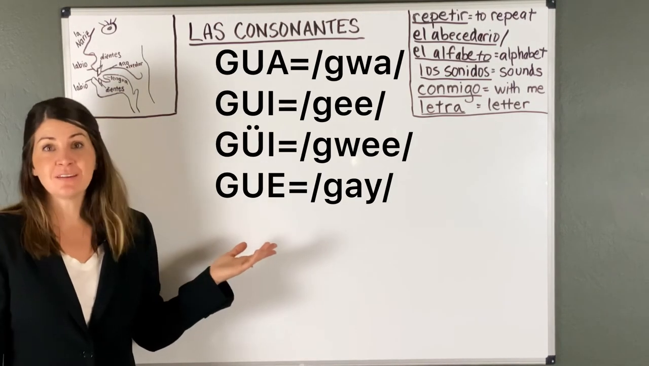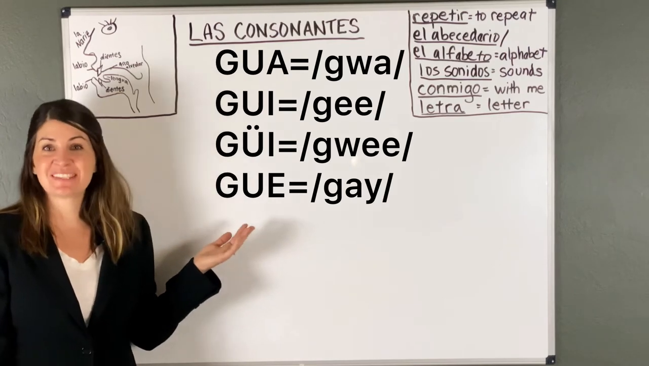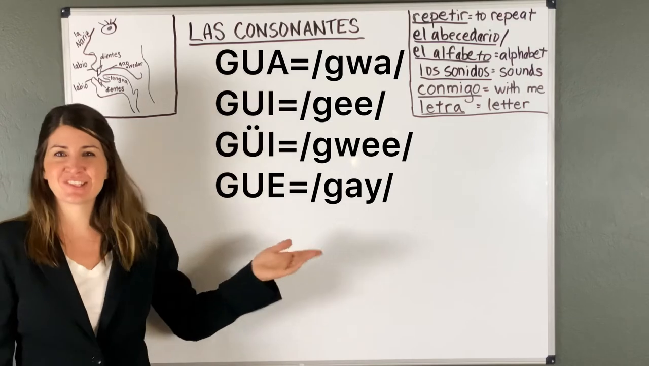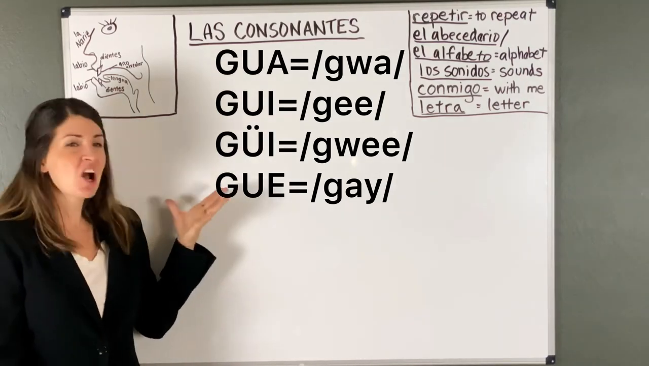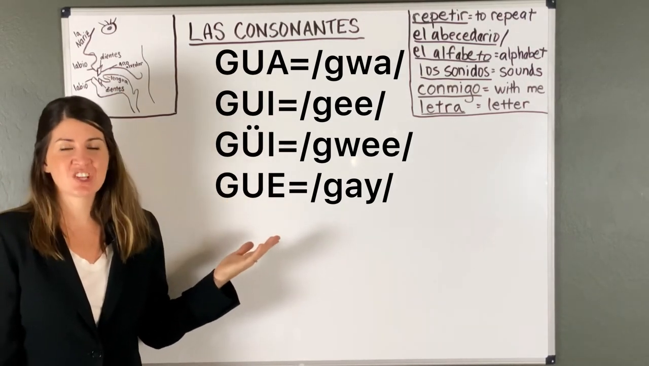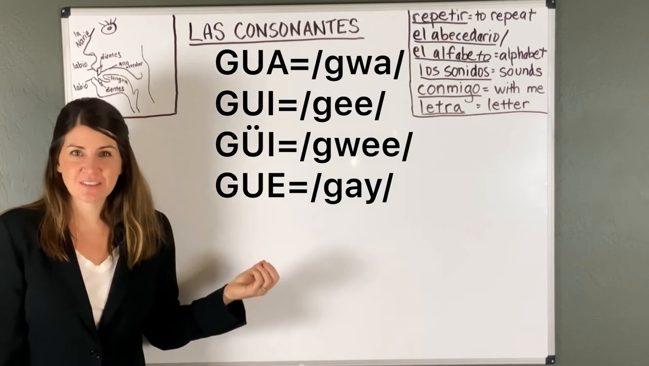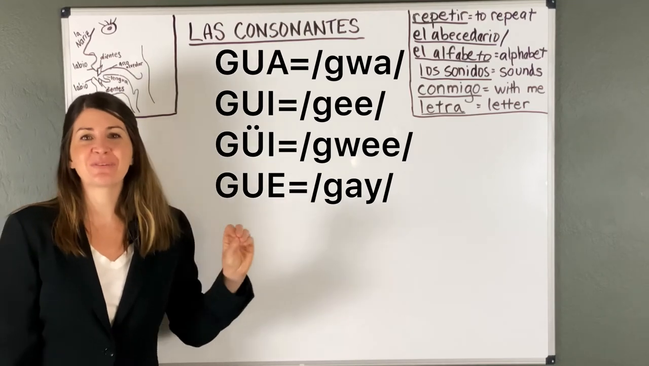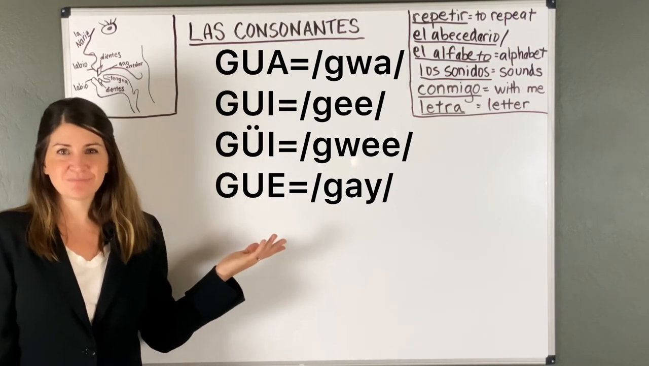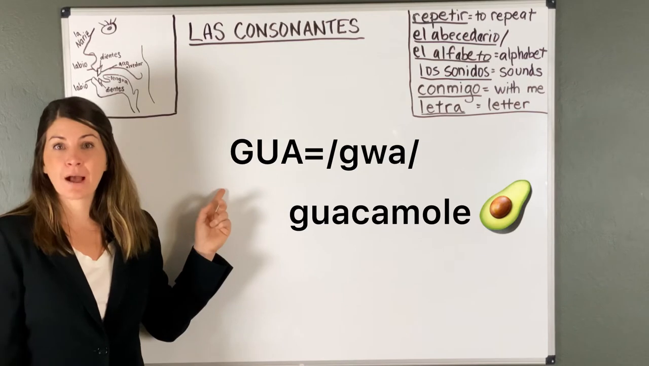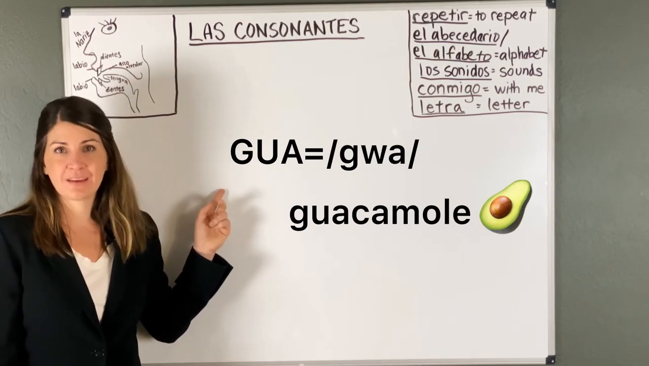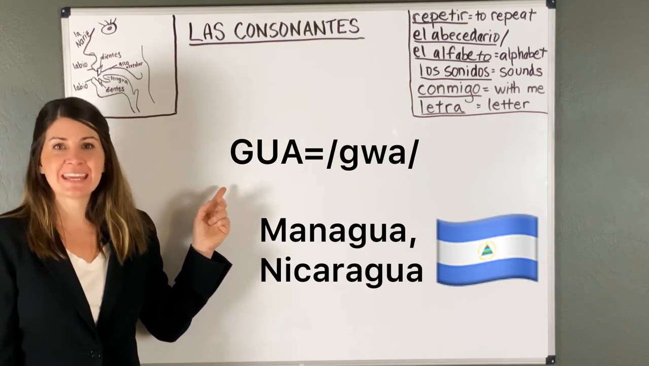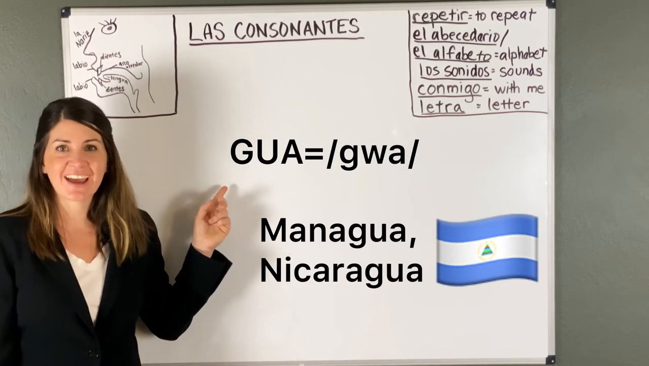Staying with the G, just again so you see everything, why skip this? You're gonna find it out later, so let's just get it out of the way now, because these combinations occur often in Spanish, and they're so often mispronounced by non-native speakers. And that's not gonna be you. You're gonna learn this, and you're gonna do it correctly so that you feel confident when you speak. G-U-A, gua. Think guacamole. Managua, Nicaragua.